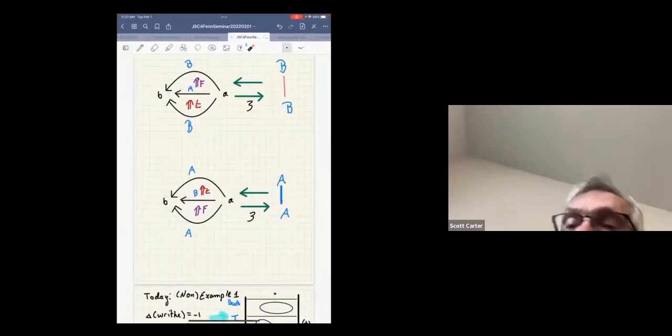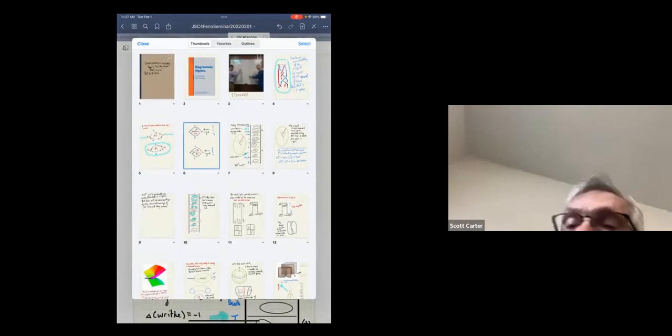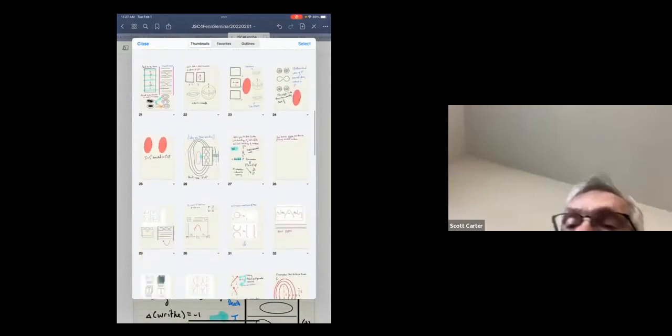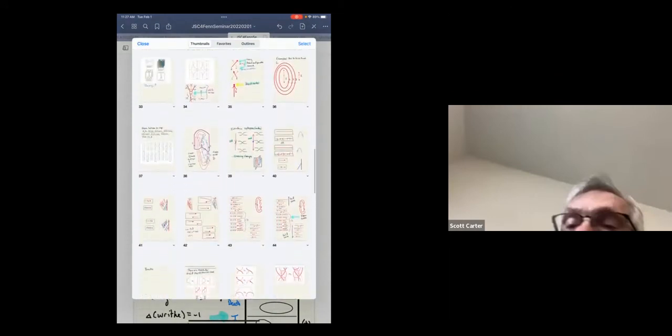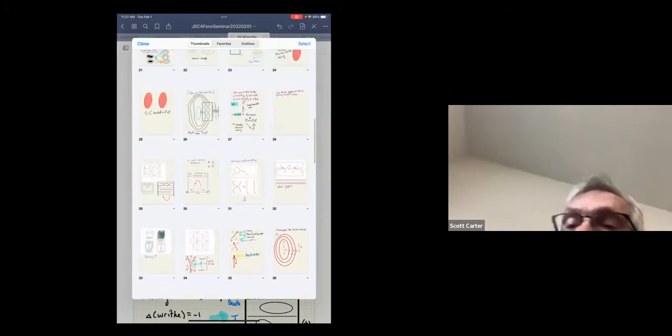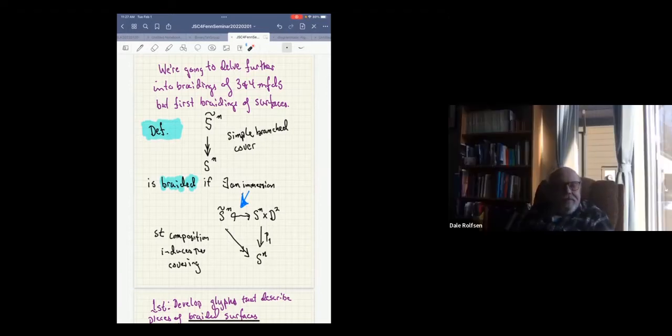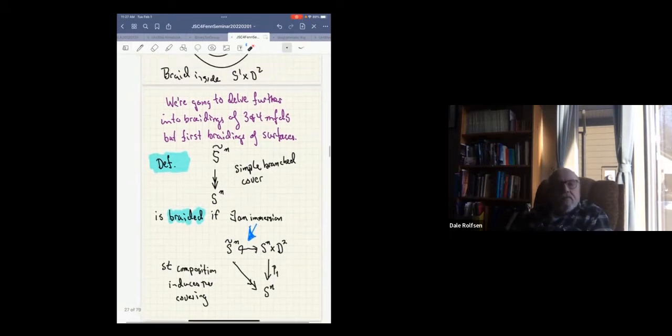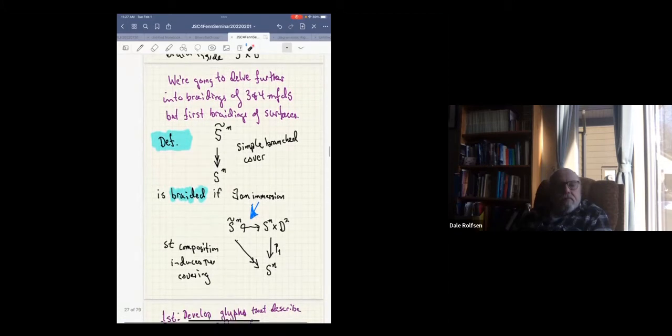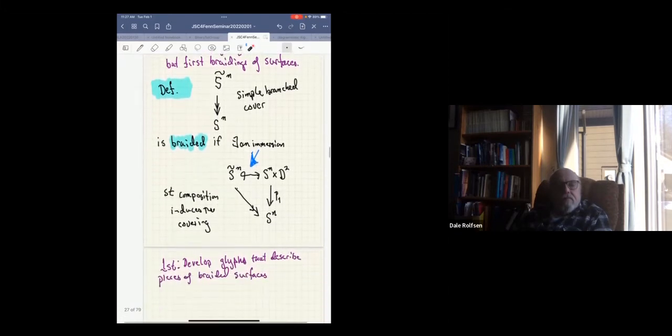Okay, so let me get back to where we were. We were talking about braiding, which was about here. Did I answer your question, Dale? Yes, thank you. Okay, so that thing is not braided, but the neighborhoods of the branch points are similar to what we had before.